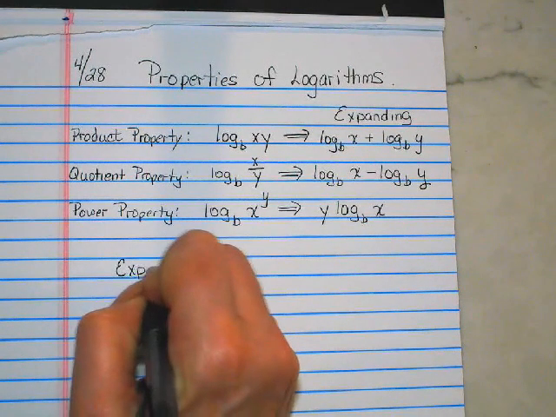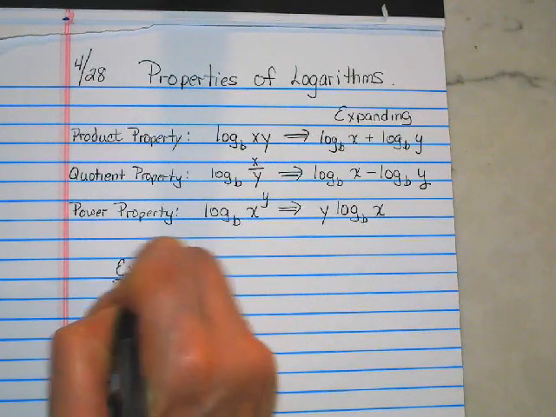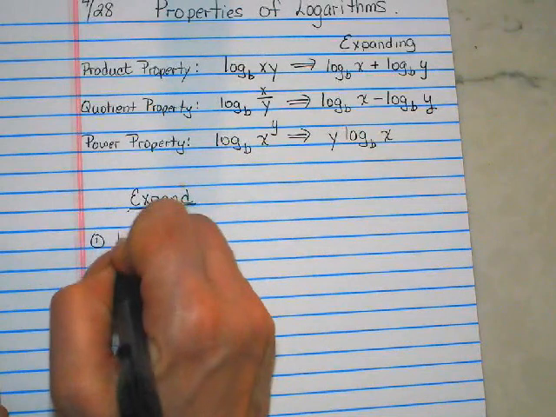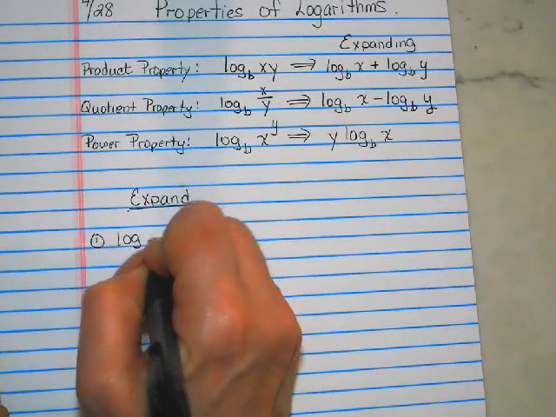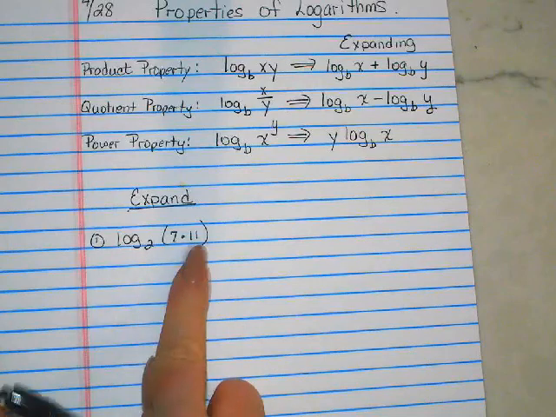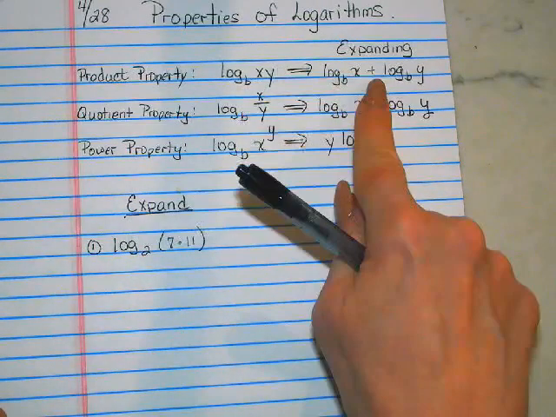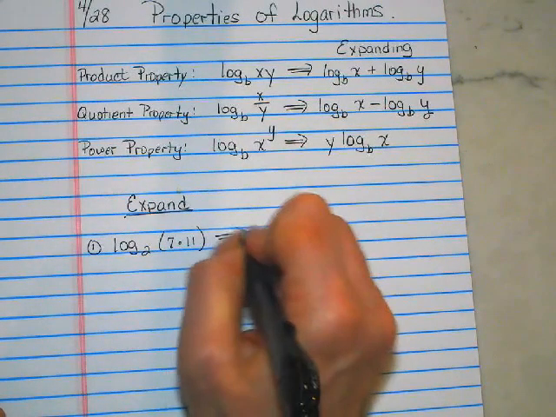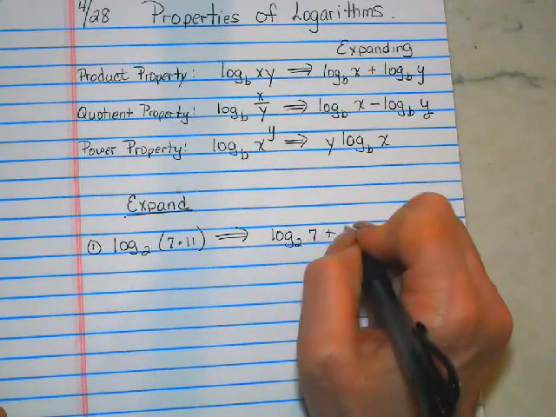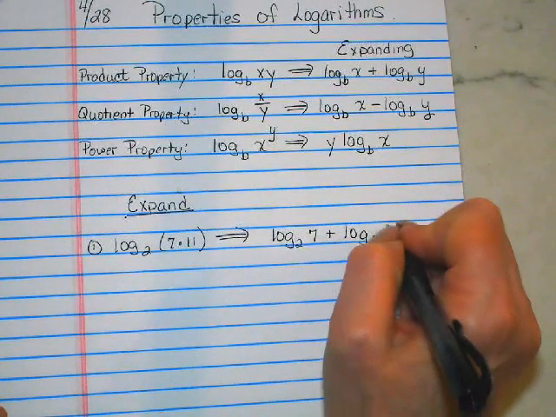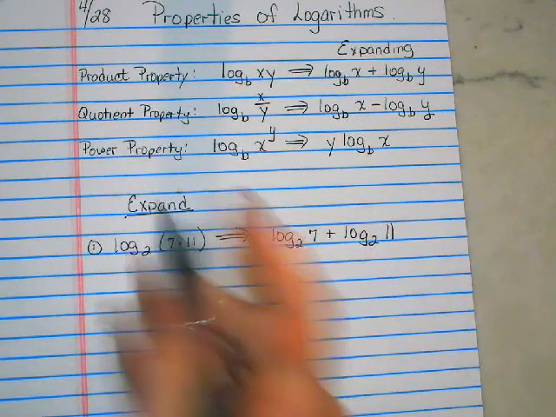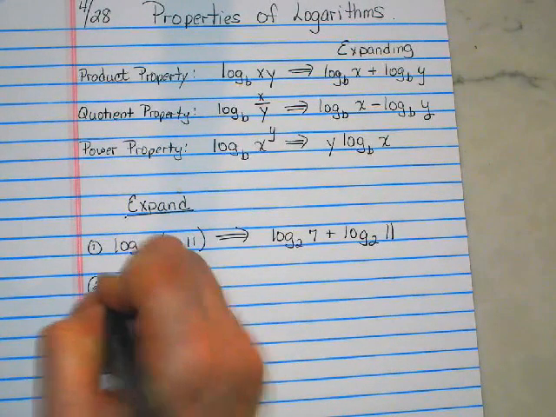So let's practice. And of course, like I said, as we go on, they're going to get a little more difficult. So we'll start easy. If I gave you log base 2 of 7 times 11, I'm multiplying. When you multiply, you add. So you're going to rewrite it as the log base 2 of 7 plus the log base 2 of 11. That's it. Just want you to expand it. That's all I want you to do today.